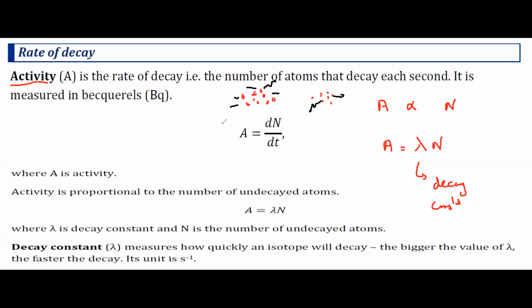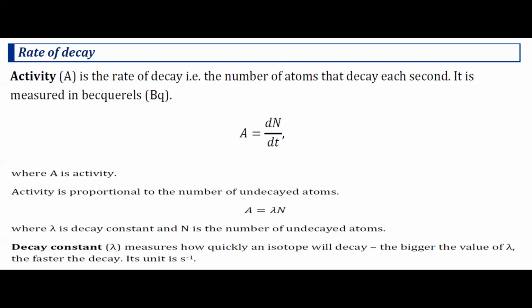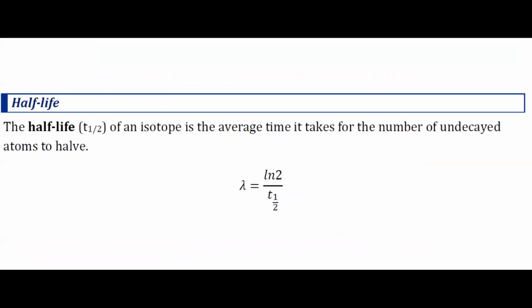So the greater the number of nuclei, the greater the activity. And the bigger the value of the decay constant lambda, the higher the activity. And the unit of lambda is second inverse. Then what is the concept of half-life? Half-life means the time taken by half of the radioactive sample to decay. We call that a half-life.